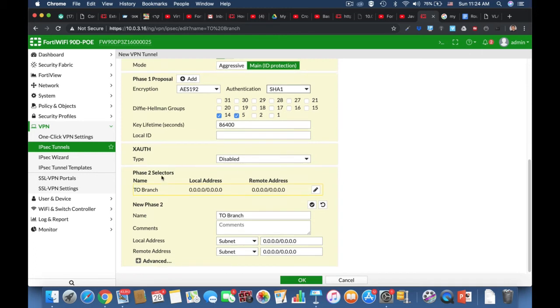And now let's move over to our phase 2. In phase 2, we will configure the remote and the local private networks. Now our local network, and the remote address is 10.0.1.0.